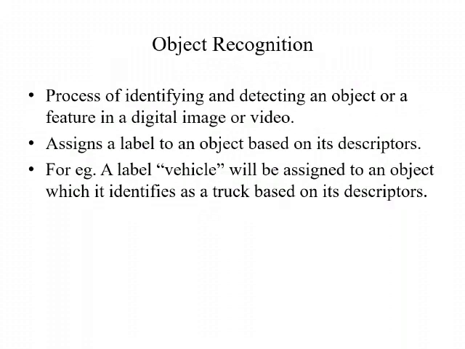The next step is the object recognition process. The process of identifying and detecting an object or a feature in a digital image or video is called as object recognition. It assigns a label to an object based on its descriptors. For example, a label vehicle will be assigned to an object which it identifies as a truck based on its descriptors.